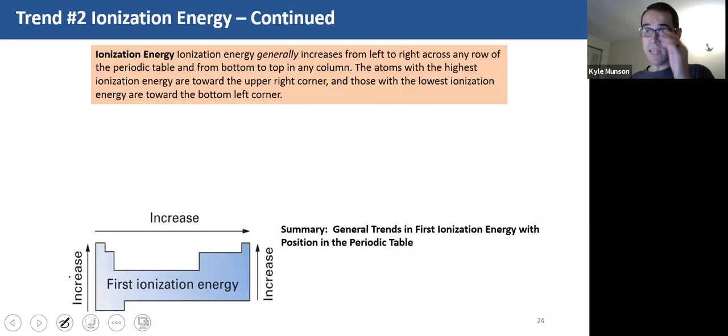Okay, so the ionization energy then, the trend is basically the opposite of size. So ionization energy generally increases from left to right across any row of the periodic table and from bottom to top in any column. The atoms with the highest ionization energy are towards the upper right corner, and those with the lowest ionization energy are towards the bottom left corner. So basically, the elements that are hardest to remove an electron from are in the top right. They have the highest ionization energy. And the ones that are easiest to remove an electron from are in the bottom left.